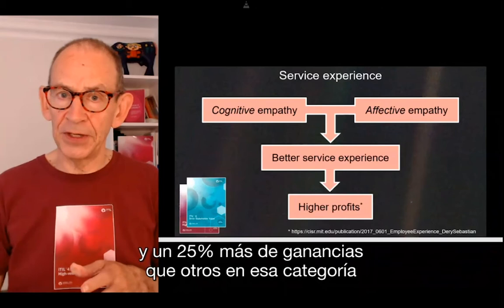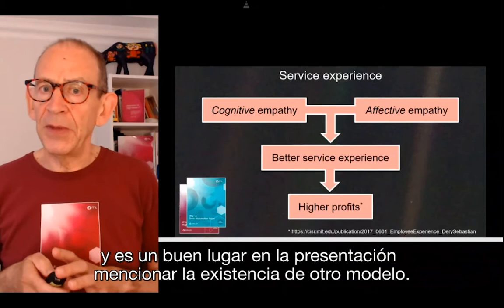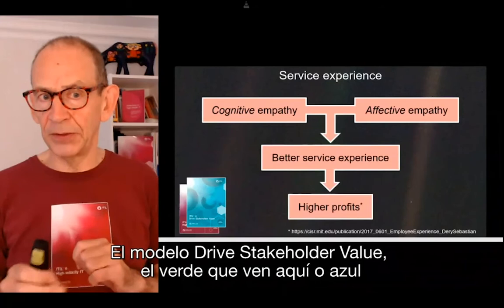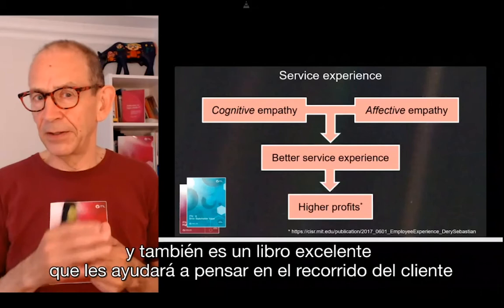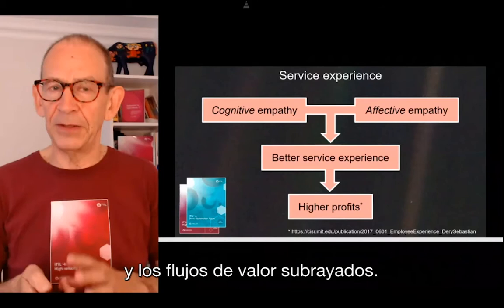And it's a good place in the presentation to mention the existence of another module, the Drive Stakeholder Value module, the green one here, or blue one, blue-green, which talks about the customer journey in great detail. And that's also an excellent book to help you think about the customer journey and the underlying value streams. So that was an example of a technique.